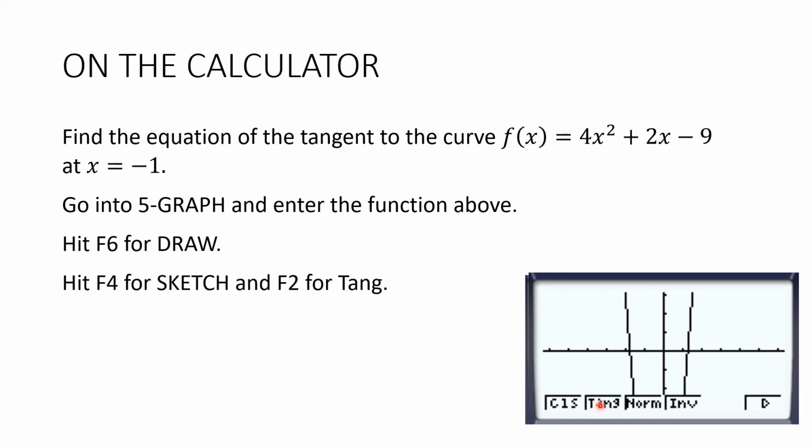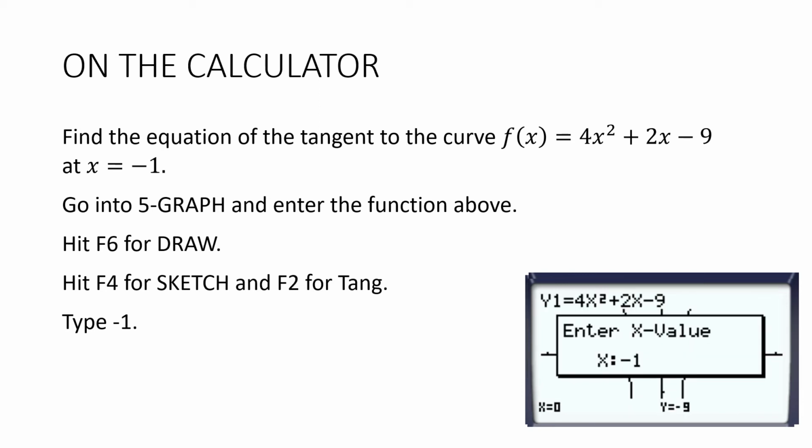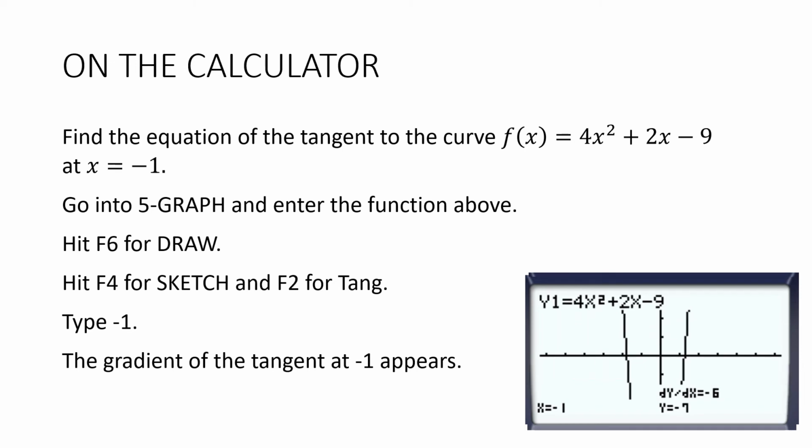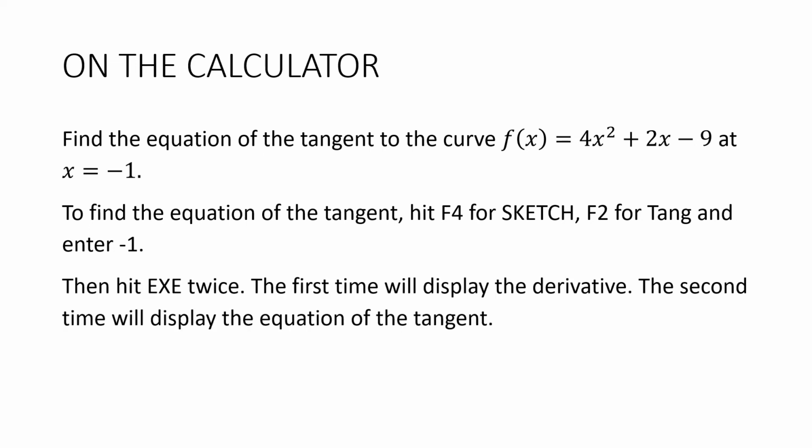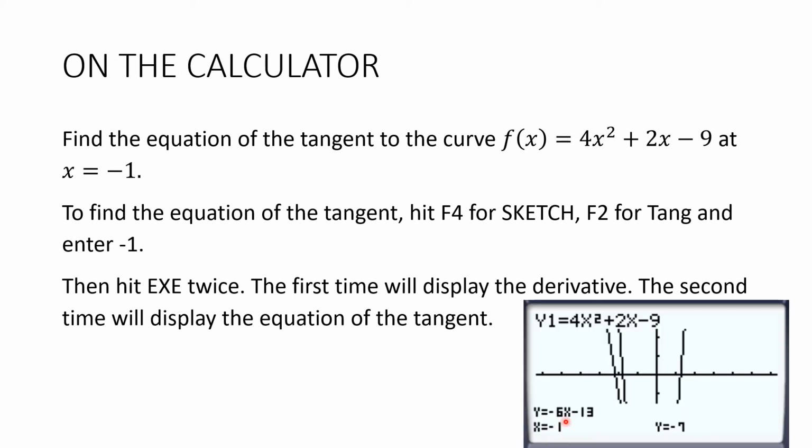Now we've got to tell it where we want the tangent. We want it at negative 1, so you just type negative 1 in like this. And then the gradient of the tangent at negative 1 appears, which is here. There's our gradient. And also the y coordinate. Now if we want to find the equation of the tangent on the calculator, then after we've hit F4 for sketch and F2 for tangent and entered negative 1, we hit EXE twice. The first time displays the derivative. The second time displays the equation of the tangent, and here it is here.